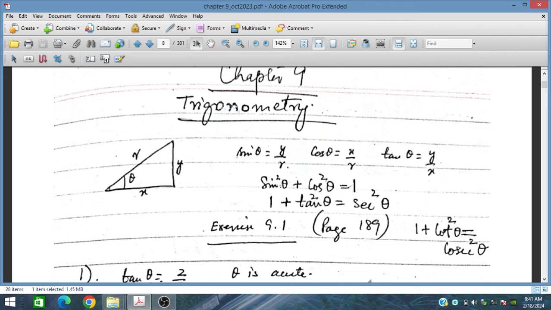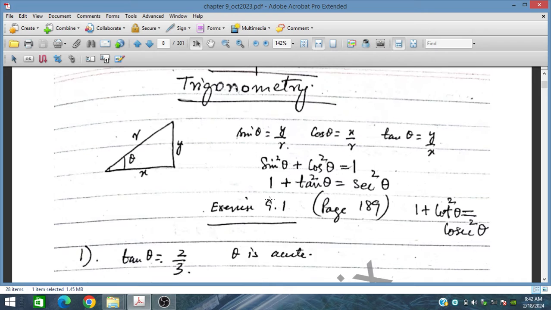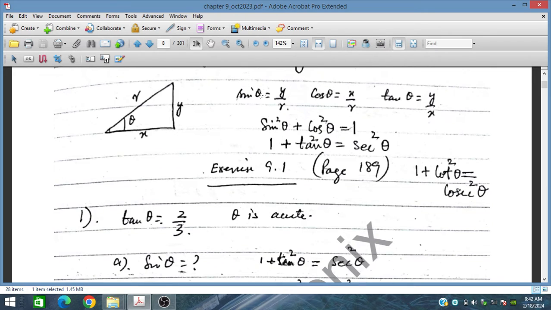And some other relations: sine square theta plus cos square theta is 1. These are trigonometric identities. 1 plus tangent square theta is equal to sec square theta, and 1 plus cot square theta is equal to cosec square theta. We will use these relations to find the other values. This is very important, so we have to practice or memorize it, because it will be used throughout in other exercises as well.